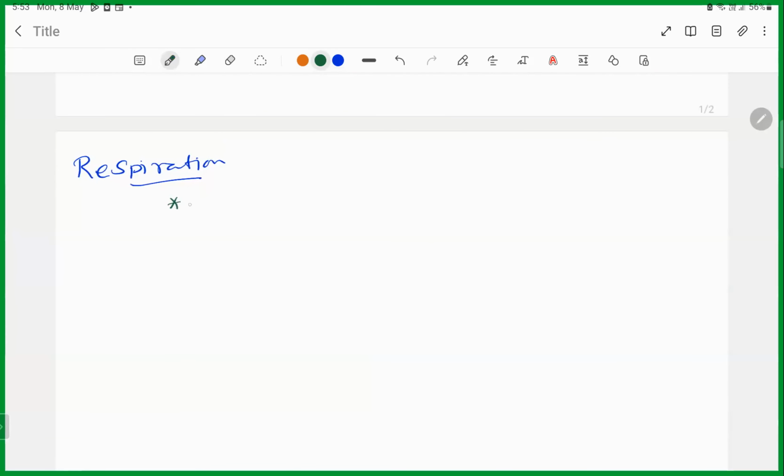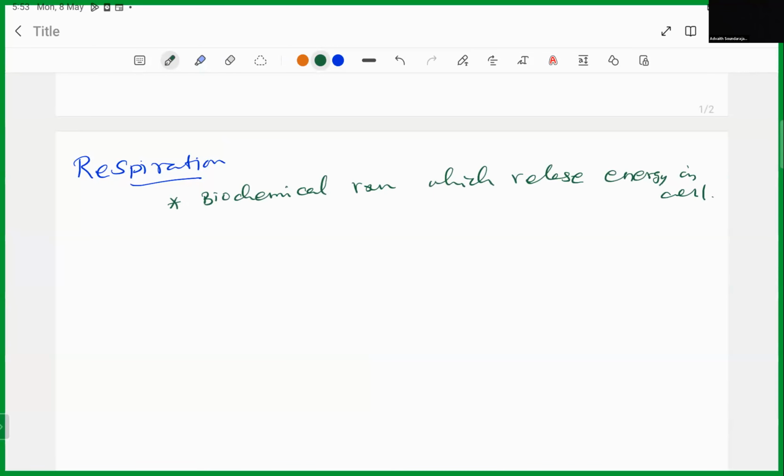Respiration is the most important biochemical reaction which releases energy in the cell. When we breathe, oxygen enters into the lungs, and this oxygen binds itself to the hemoglobin present in the red blood cell. It carries oxygen to millions of cells present in our body.